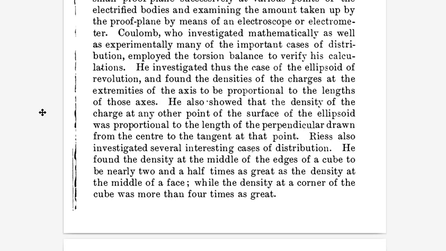Rees also investigated several interesting cases of distribution. He found the density at the middle of the edges of a cube to be nearly 2.5 times as great as the density at the middle of a face, while the density at a corner of the cube was more than 4 times as great.